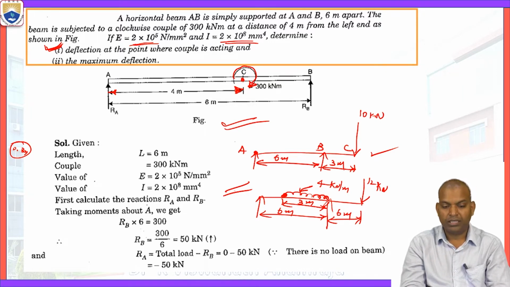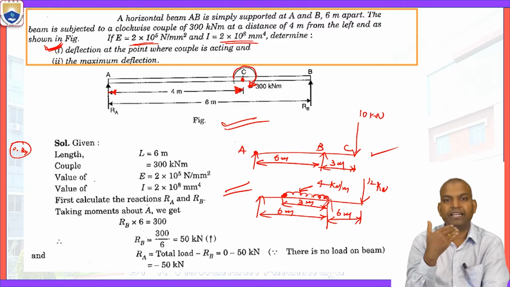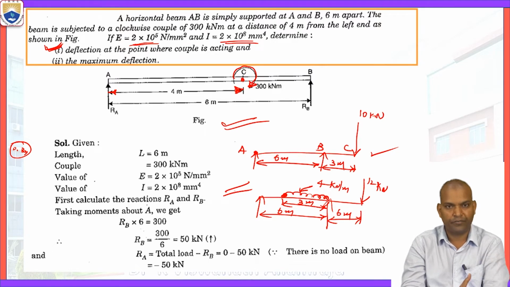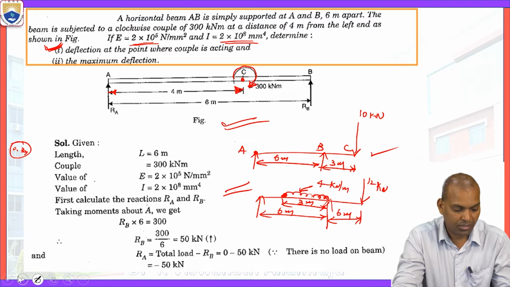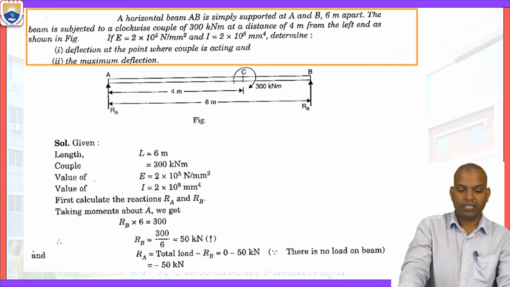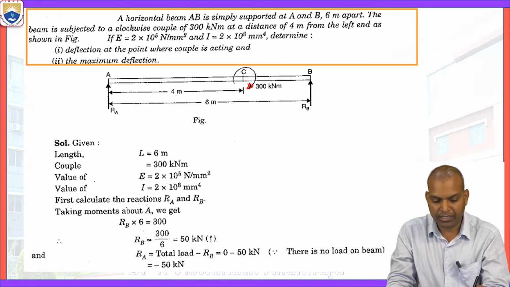Now in this case there are no direct types of loads. The uniqueness, the variety of this problem, is that a moment is acting at point C. How much is the moment? 300 kilonewton meters. That is very important and also a very interesting model. Let us see.